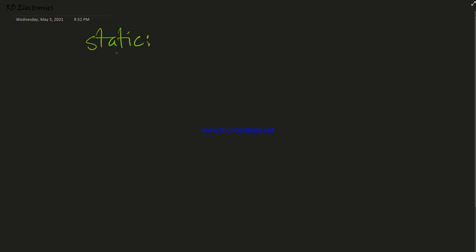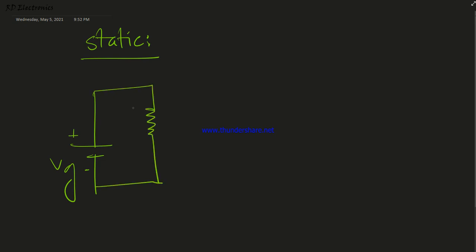Now for the circuitry, first we talk about static characteristics. We take one voltage source whose magnitude equals Vg, with a positive and negative terminal, and we connect one potentiometer. This is a 3-terminal potentiometer. This is the middle terminal, and the first and third terminals are grounded. If we vary this potentiometer, then the voltage across here, V input, also changes. This is the basic property of a potentiometer.